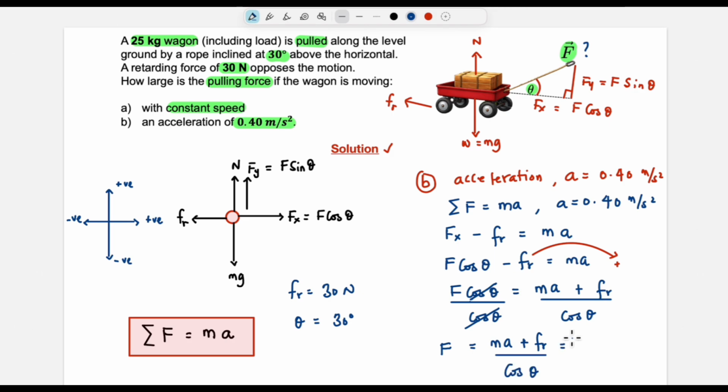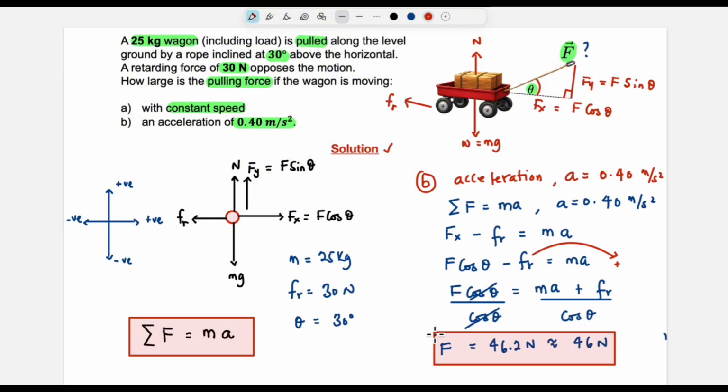Now we can plug in those values. We have the mass given to us as 25 kilograms. So we have 25 kilograms times the acceleration, which is 0.40, plus the retarding force, which is 30 newtons, divided by the cosine of 30, which is 0.866. Now, if we evaluate this, it is going to give us a value of 46.2 newtons, which is about 46 newtons.